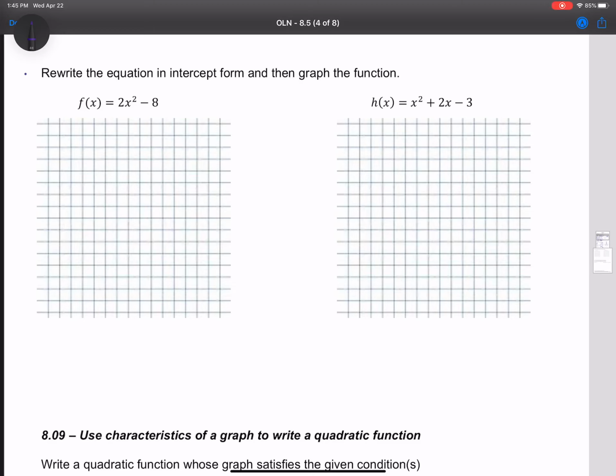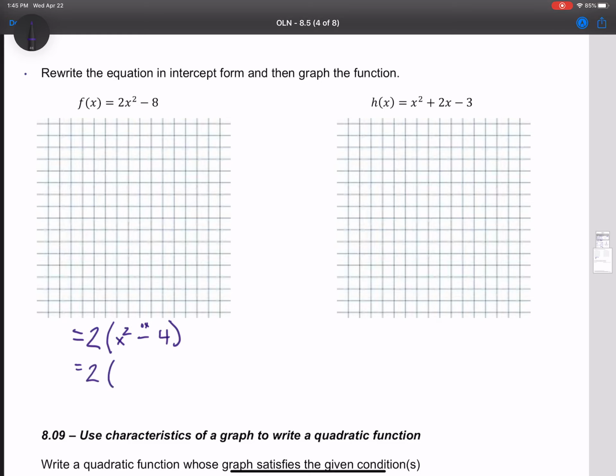For these two problems, we are going to rewrite the equation in intercept form, and then we're going to graph it using Desmos. So to put it in intercept form, we have to factor, like you did in the factoring module. First thing you do, check to see if there's a greatest common factor, and there is, which is a 2. What's left over is x squared minus 4. Your middle term here is technically 0.